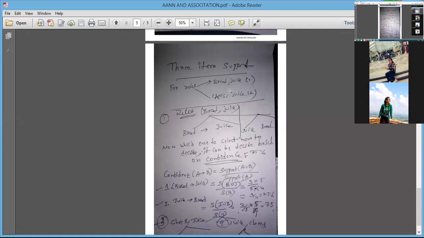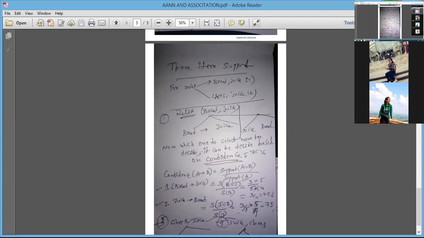Now what we need to do is try to find out the confidence. Which one do I need to buy first? So how to find out the confidence? Whether I should go from A to B, here from bread to juice, or juice to bread, B to A. If I'm traveling from A to B, like bread to juice, what is the confidence? Confidence of A tends to B is equal to support of A union B divided by support of A.